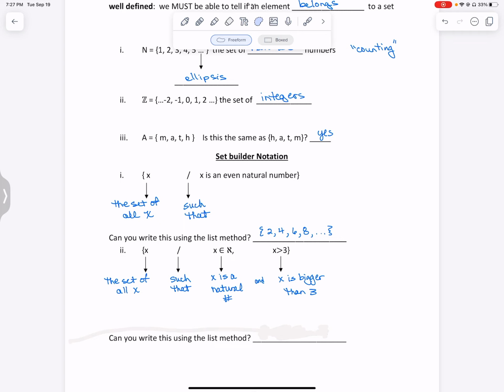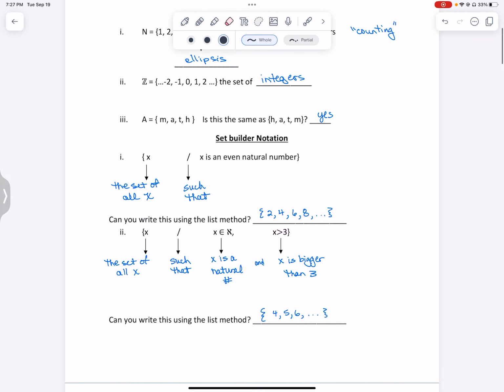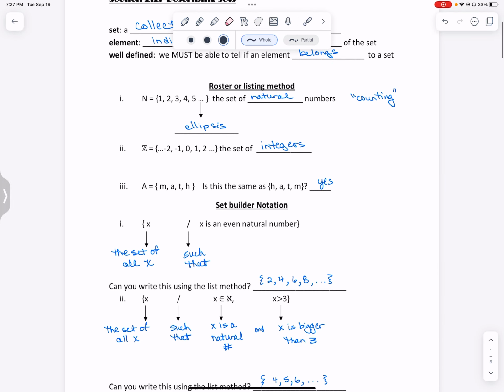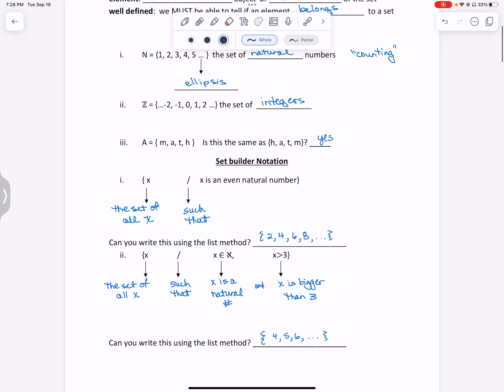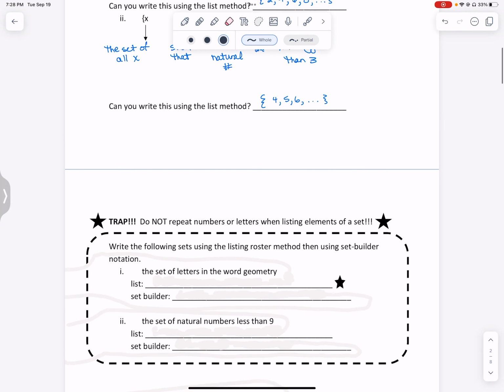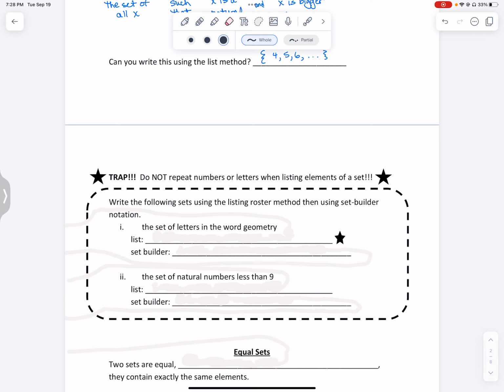We'd start with 4, right? So it's going to be 4, 5, 6, 7. We keep going. Notice I put those little brackets at the end to show that it's a set. Okay, so you will be doing this. I will give you a set that's written as a list, and you'll have to write it in set builder notation. I'll give you set builder notation, and you have to write it in the listing numbers. Okay, so the trap is you're not going to repeat any numbers or letters when you're listing them.